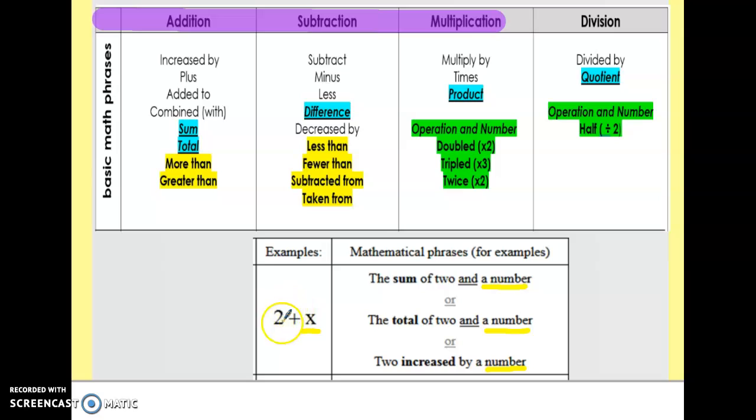All right, and then we look at our addition sign. We could write it as the sum of 2 and a number, the total of 2 and a number, and again, you're choosing words from this addition column, or 2 increased by a number. You could also simply say 2 plus a number. So you're more than welcome to keep it basic with those unhighlighted terms. But again, this reference chart greatly helps you to see your options and increase the variety in how you write it.